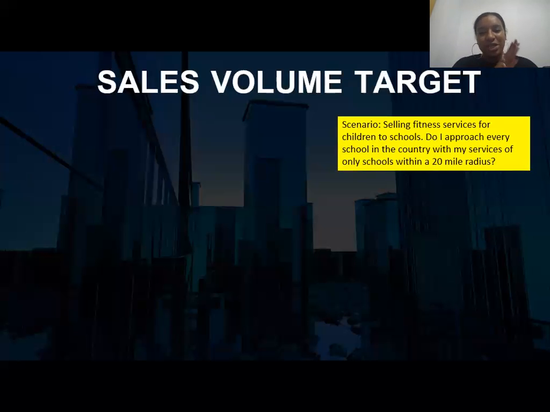Setting sales volume targets. So I sell fitness services for children to schools. Do I approach every school in the country for my services, or only schools within a 20-mile radius? The point of this is I have a marketing team, and I'm telling them, you need to go and sell my services, go and sell, go and sell. They might choose to spend their time writing letters to every single head teacher in the country. They might spend their time picking up the phone to every head teacher in the country.